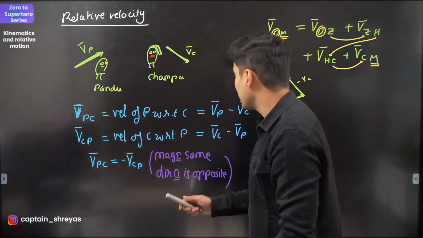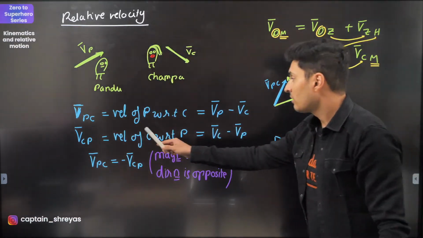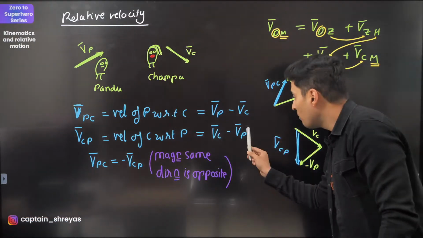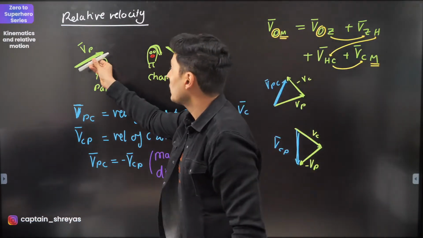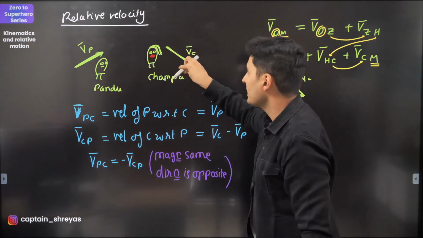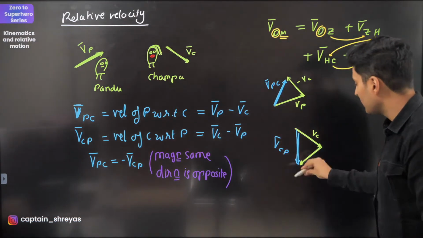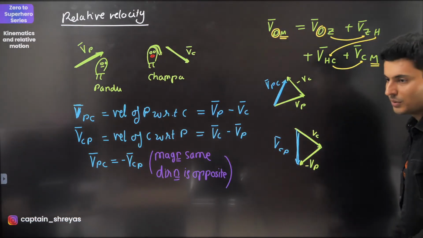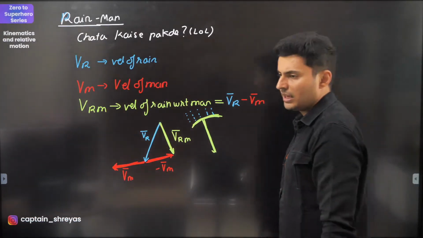And similarly when I say VCP, it's VC minus VP. That means the velocity of Pandu has to be reversed and added to Champa's velocity. VC minus VP is VCP. That's how it goes. Okay, quick revision.